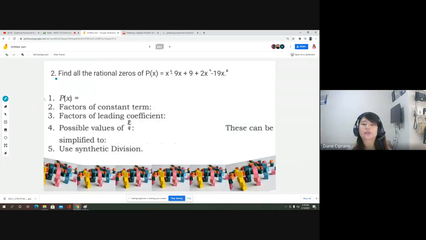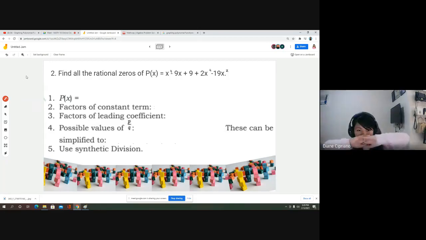Okay, sure then. So for our example number 2, we need to find all the rational zeros of x raised to 3 minus 9x plus 9 plus 2x raised to 4 minus 19x squared. So first, you need to transform it into standard form. Pag sinabi natin standard form, from highest exponent up to the numerical coefficient. Who wants to try to transform it into standard form? Sige, sabihin na lang, ako na magsusulat. Sino gusto pong sumagot?